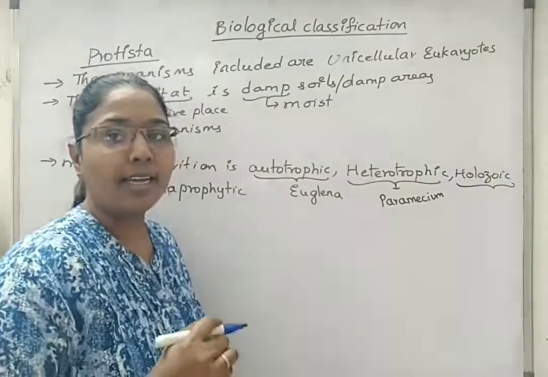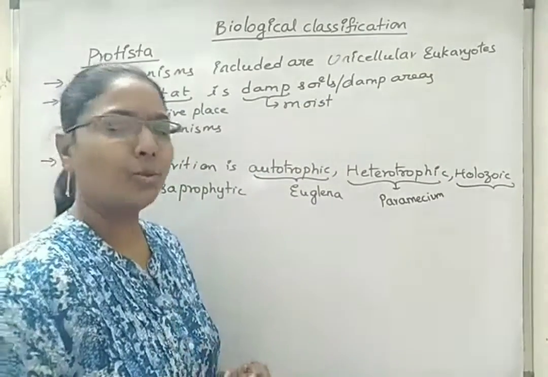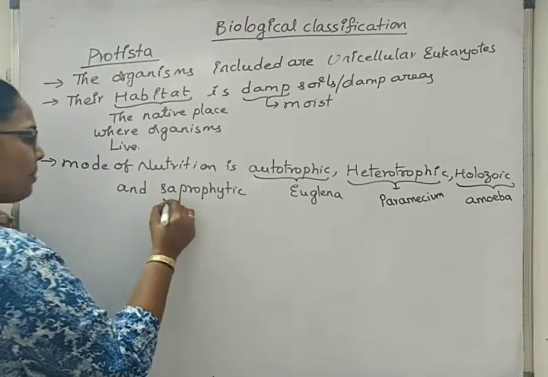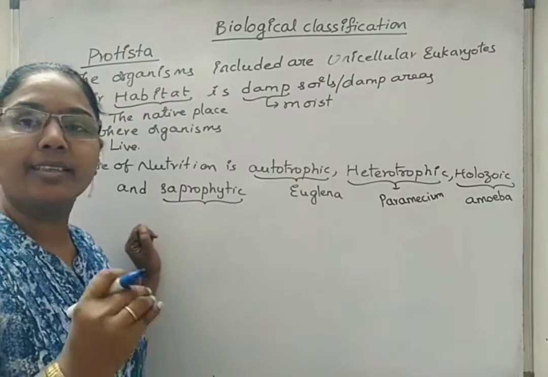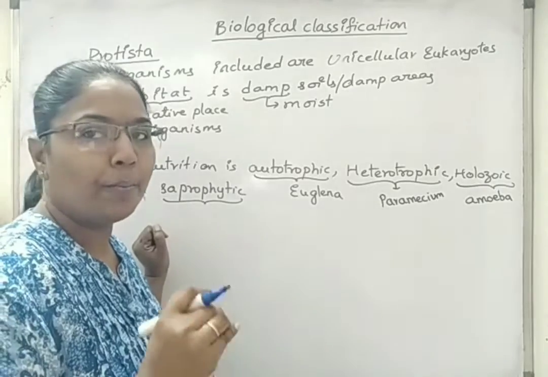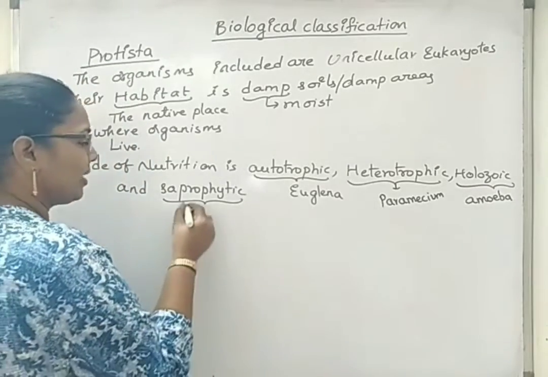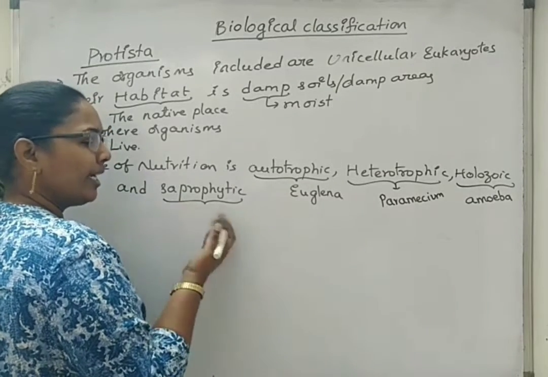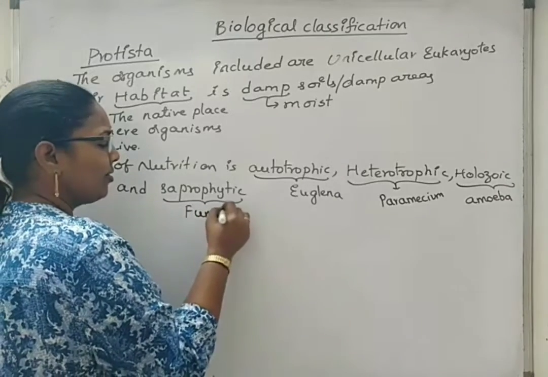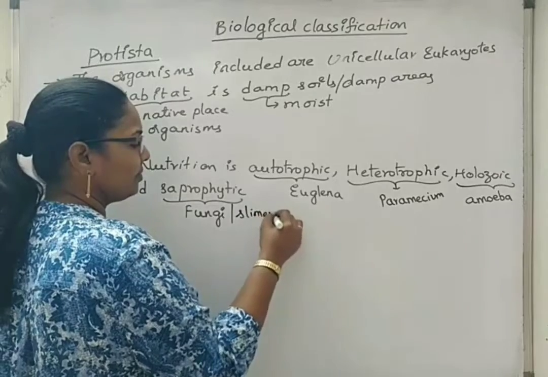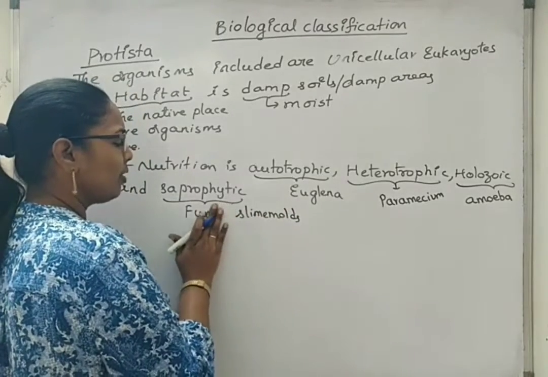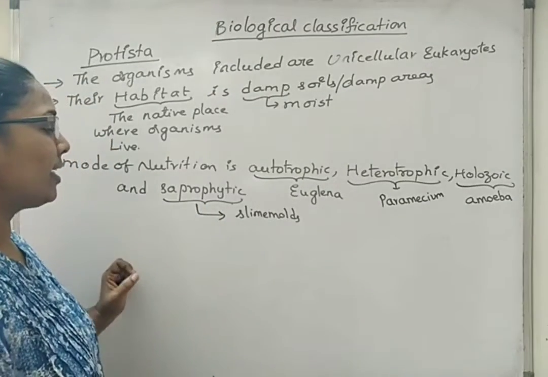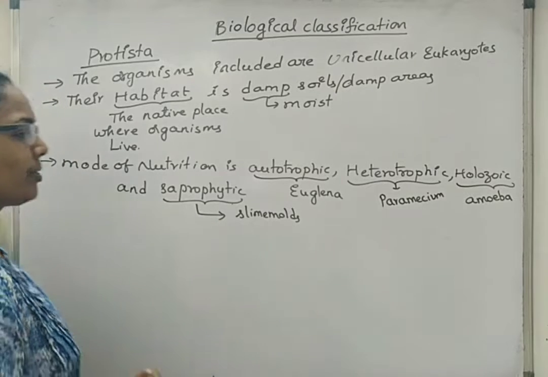Holozoic means engulfing of food material by protruding the pseudopodia. Here we can take Amoeba. Next, saprophytic means the organisms which degrade the dead organic matter into minerals and then attain food material from that. In simple words, they depend on dead organisms. Here examples we can take fungi or slime molds. But we will write about slime molds only because under Protista we are not reading about fungi. We are reading about one group that is related to fungi but studied under Protista as slime molds.